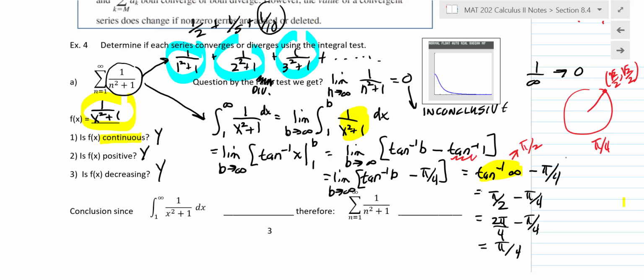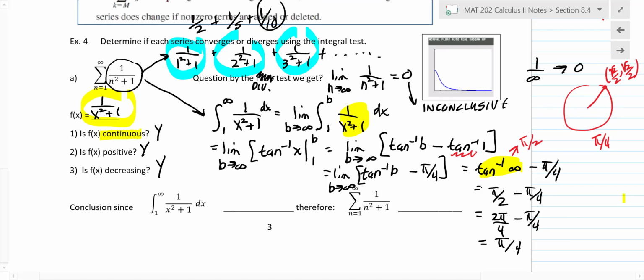Okay, so what did we find? This converges, right? Okay, it converged to a value. So then we're ready to write a conclusion on this.